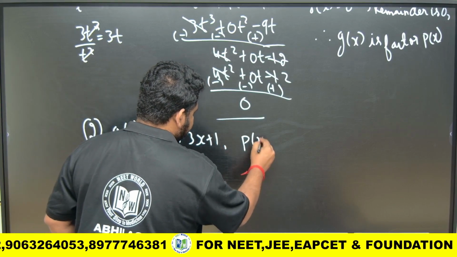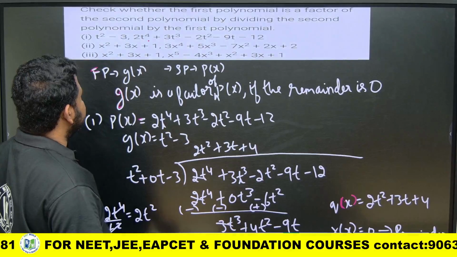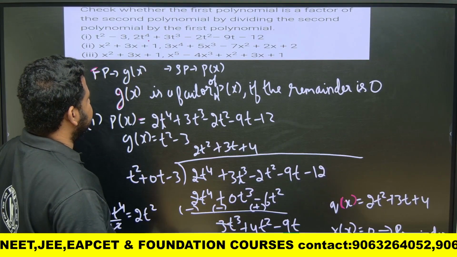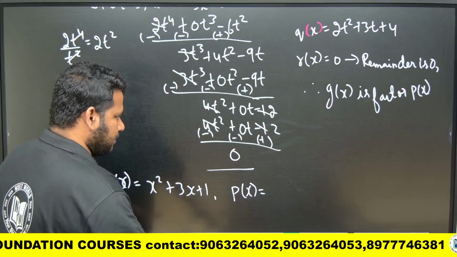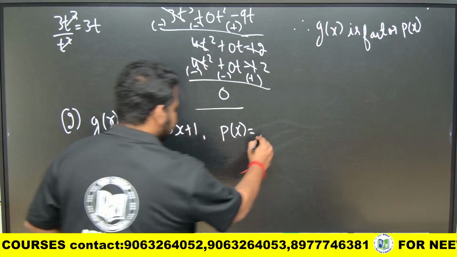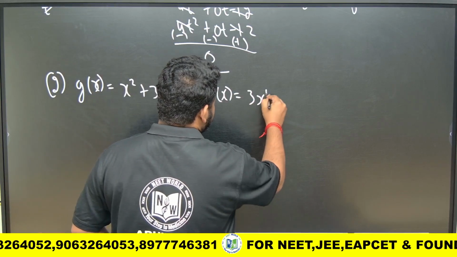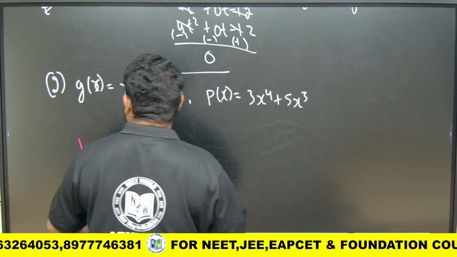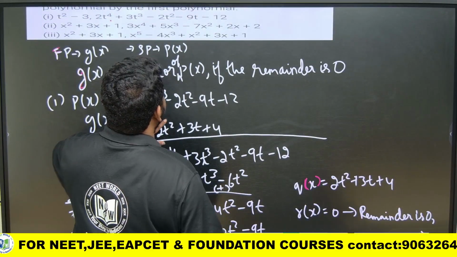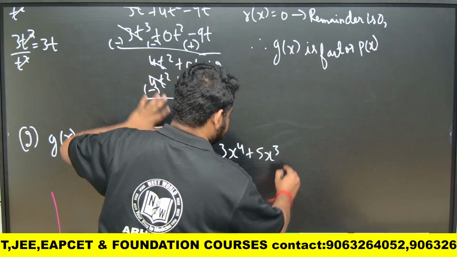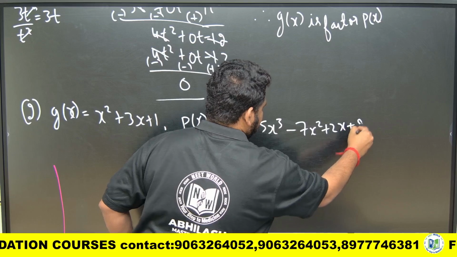Okay, what about p of x? P of x is 3x to the power of 4 plus 5x cube minus 7x square plus 2x plus 2. Okay, I'll solve this question.